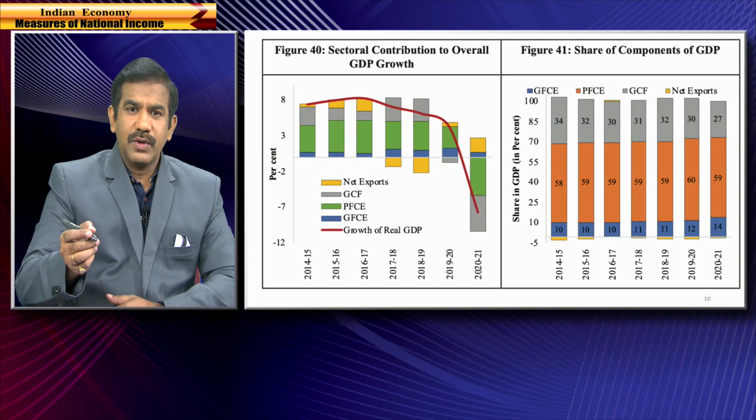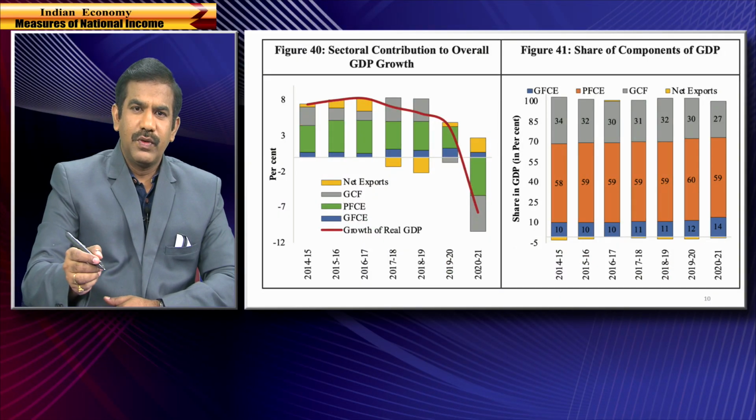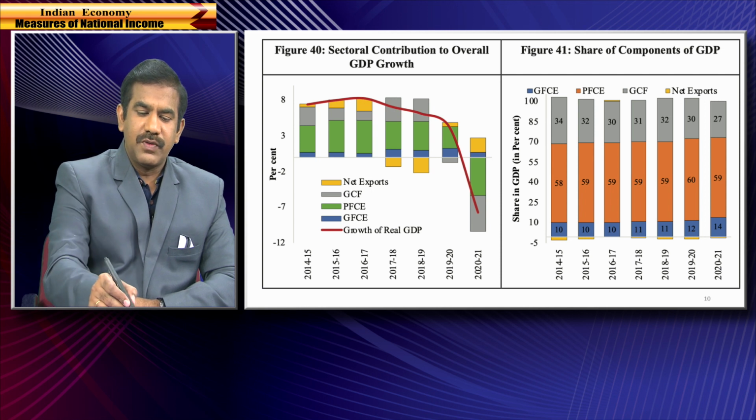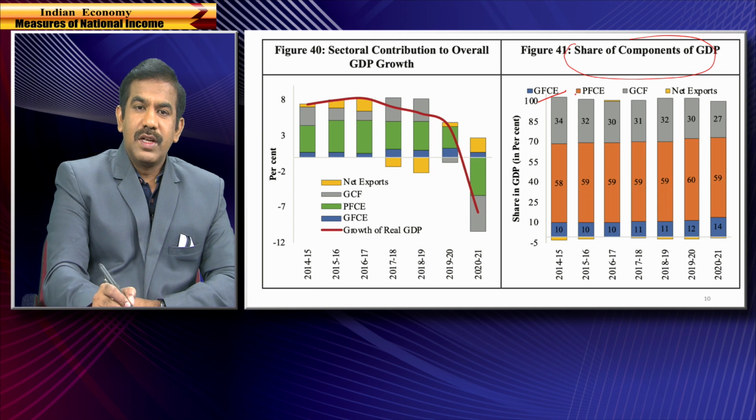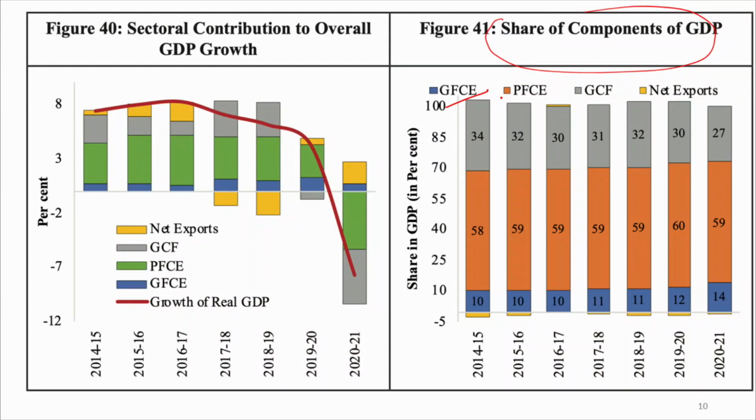Now don't get confused with these particular terms. If you look at Figure 41, share of components of GDP, GFC stands for government final consumption expenditure. You remember I defined GDP as C plus I plus G plus X minus M, or net exports. Rather than simply using the terms C, I, G, we use these standard accounting terms. When it comes to government expenditure, we refer to it with a term called government final consumption expenditure.